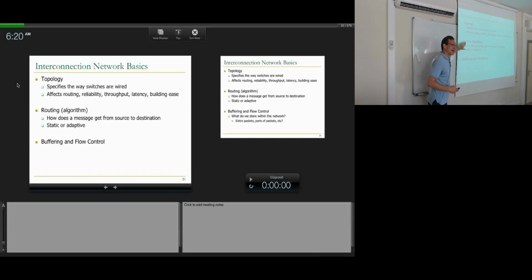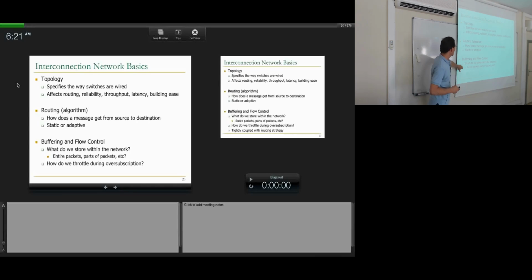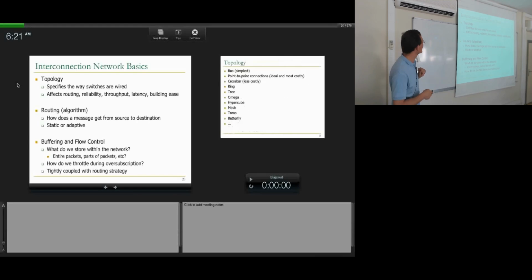It could be static or adaptive, and we're going to cover some of the schemes. And buffering and flow control, basically, it affects a lot of things also. It's basically answering the question, what do we store within the network, and how do we store it? Do we store entire packets, parts of packets? And how do we throttle during oversubscription? Basically, how do we control the flow of packets in the network? That's what flow control means. And these are, again, tightly coupled, and we're going to cover a lot of issues related to this.